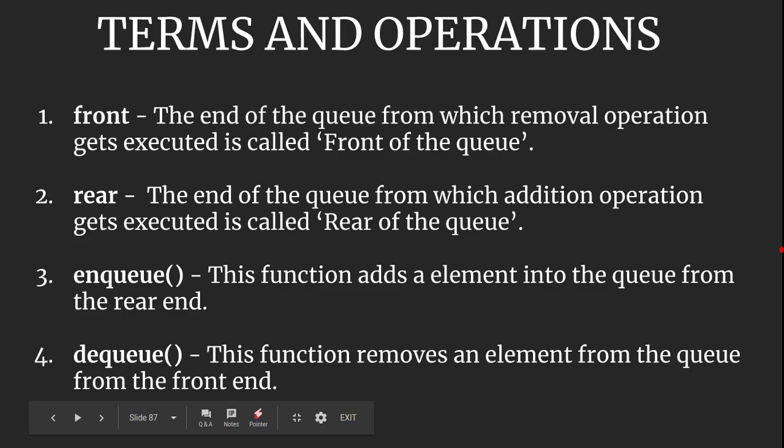Next come the terms and operations we have to consider when we talk about queue data structure. The very first terms are front and rear. As I have already mentioned, front is that end of the queue from which the removal of elements gets executed, and this is called front of the queue. And rear is that end of the queue from where elements get entry into the queue, and this is called rear of the queue. So as we dealt with top of the stack, here we will be dealing with front of the queue and rear of the queue. Two ends for a queue.